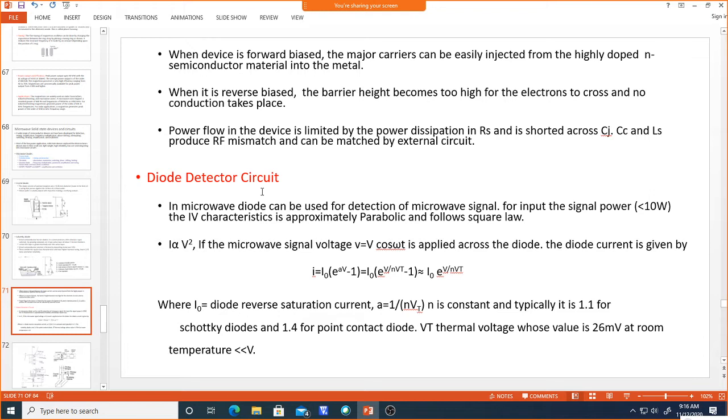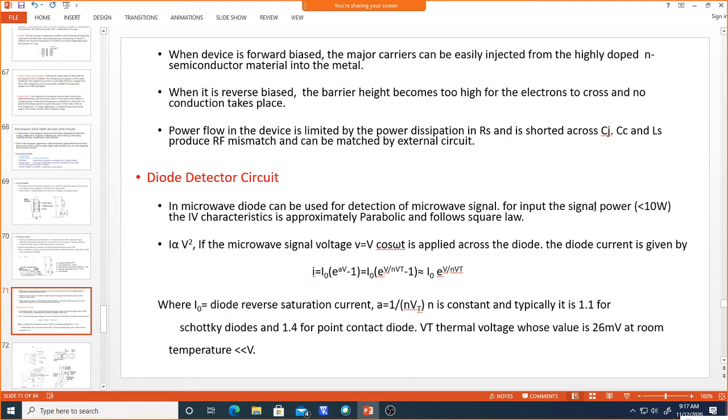So that we have seen in the cluster. Now it is amplitude modulated and detected. In order to detect that amplitude modulated signal, you need a diode circuit. That diode circuit we can build using either a crystal diode or a Schottky diode. This microwave diode is used for the detection of the microwave signal.